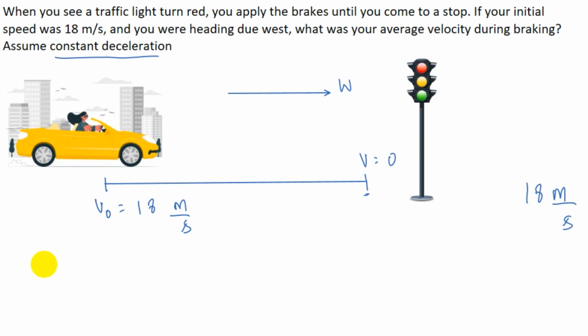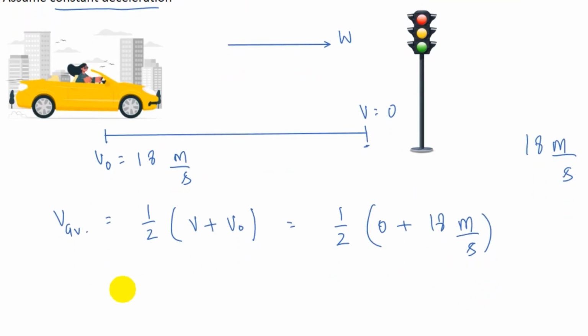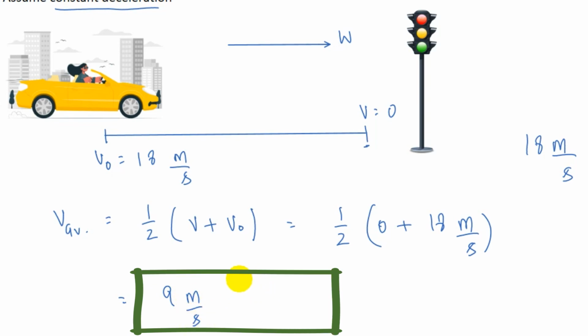So the average velocity we studied is equal to 1 over 2 times v plus v0, where v0 is the initial velocity and v is the final velocity. So 1 over 2, final velocity we have 0 and initial velocity we have 18 meters per second. So that would be equal to 9 meters per second. So this would be the average velocity and the direction would be the west direction.